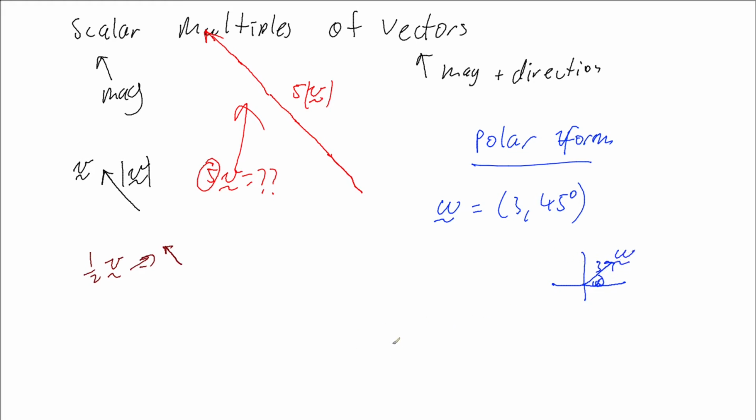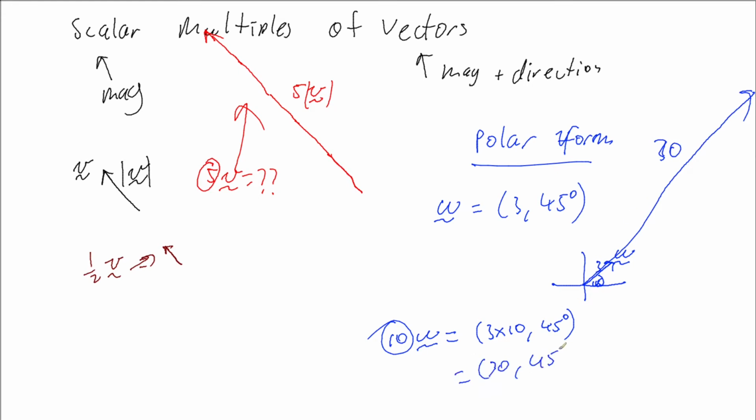And if I want to find out what is 10 times vector w, well, then I'm just multiplying the magnitude, aren't I? I'm just making the magnitude bigger by whatever my scalar is. So that would mean I have 3 times 10 at 45 degrees. And if I was to draw that, it would be very long, probably going off the edge there, somewhere over there, and being a grand total of 30 long, because that's what 3 times 10 is. So we would have the vector 30, 45 degrees. So if we have a drawn vector, we just change its magnitude. If we have a polar form vector, we just change its magnitude.